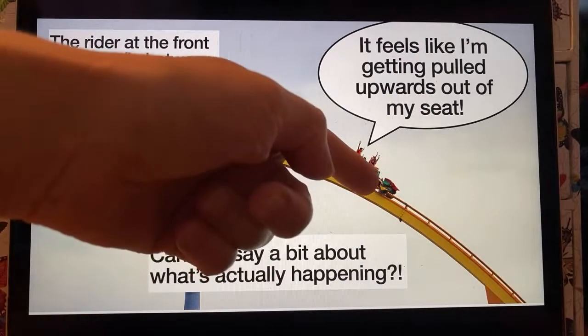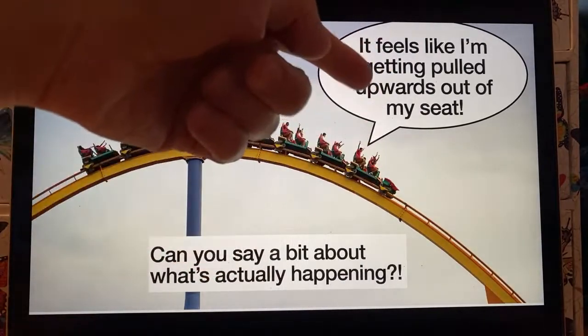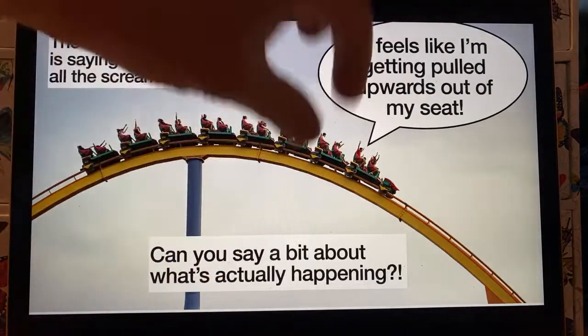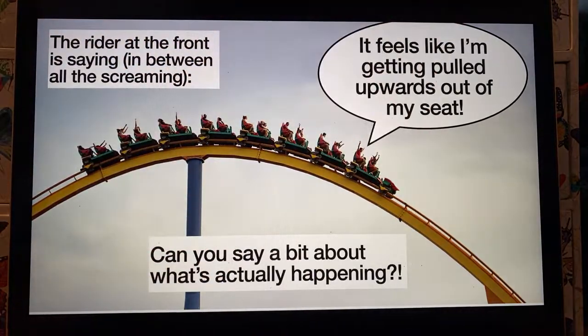They feel like they're getting pulled out of their seats. Are they getting pulled out of their seats? Is there a force pulling them upwards out of their seats? What is actually happening? You don't have to, obviously, if you haven't followed what I'm talking about, then you won't be able to answer this, which is totally fine. It's just a little bit of a chance to think about it, and then I will give you the answer, and hopefully if you don't understand now, you will then.